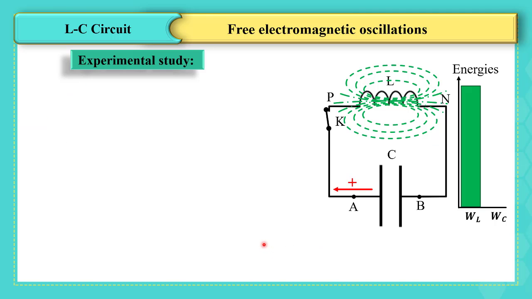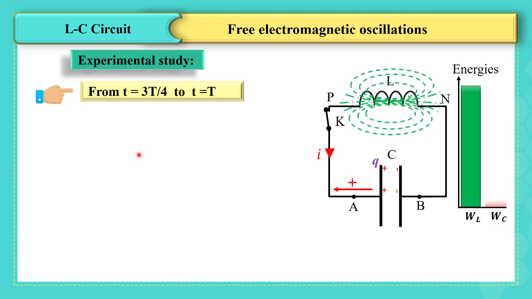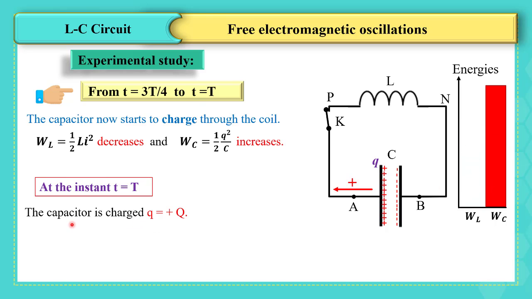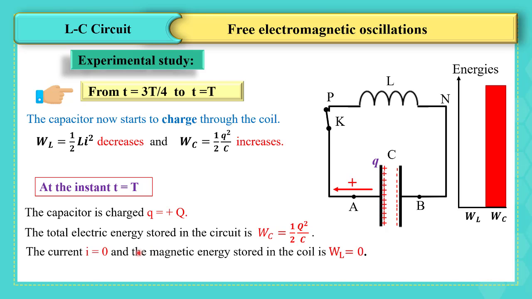In the fourth quarter, again the coil supplies energy to the capacitor, so the magnetic energy stored in the coil decreases, and at the instant t equals the period, the capacitor now is charged and its charge becomes plus Q maximum, and the total electric energy is again equal to half Q maximum squared over C. Now the current will be again 0 and the magnetic energy stored in the coil is 0.